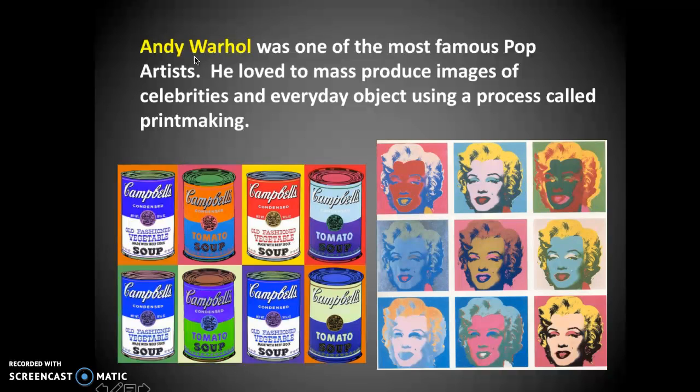Andy Warhol, some of you might have heard of him before. He was one of the first pop artists, one of the most famous pop artists back in the 1950s. He loved this style of images that looked like they were mass-produced, like products that we see. And he also used a process called printmaking. So he wasn't actually a painter. He actually took his images and he printed them on a printing press.